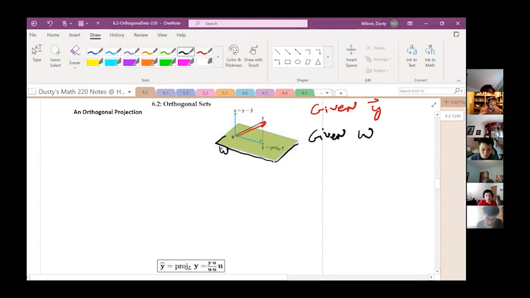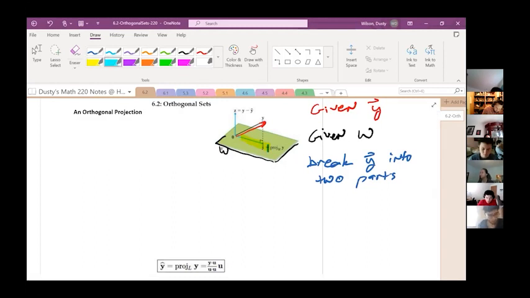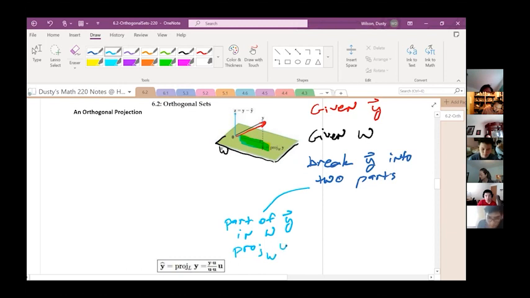So I want to find the projection of y onto W, and I also want to find the part that's perpendicular. So I'm going to break y into two parts. I have the part of y that's in W, and we'll call this our projection of y into the subspace W, and we'll give it the name y hat.